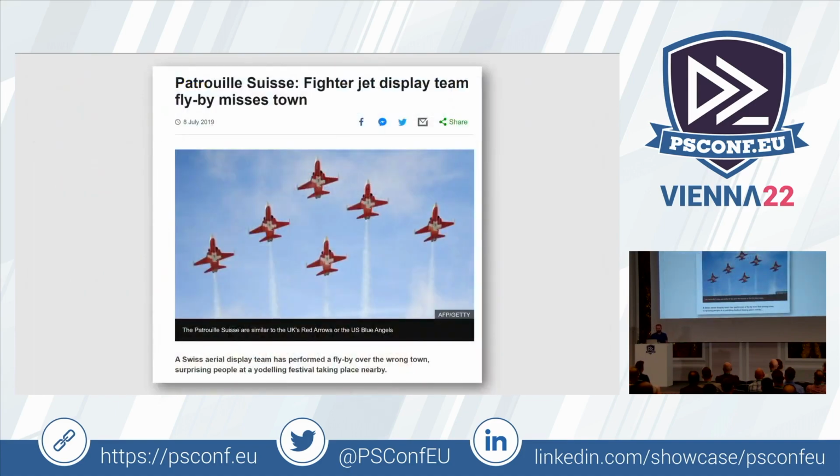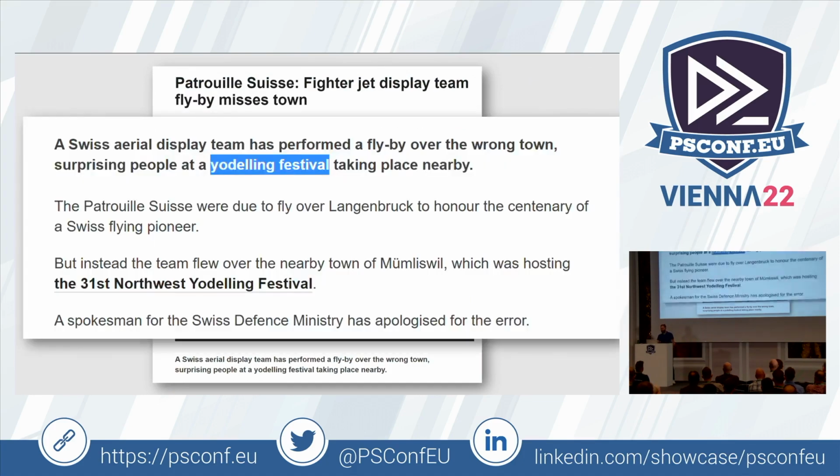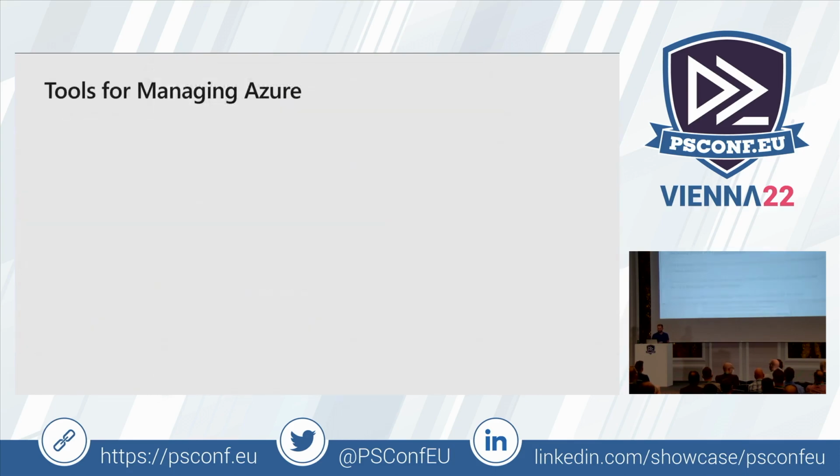And then obviously they're very cool, but sometimes they miss where they need to go, right? So they missed the wrong town. Now the funny thing about that is not that they missed the town, that can happen, right? Switzerland is very large. But the funny thing is that, very cliche, they were flying over a Jodeling festival, which is also very Swiss. So good. That was it. Thank you for staying with me and listening to how I teach Switzerland.